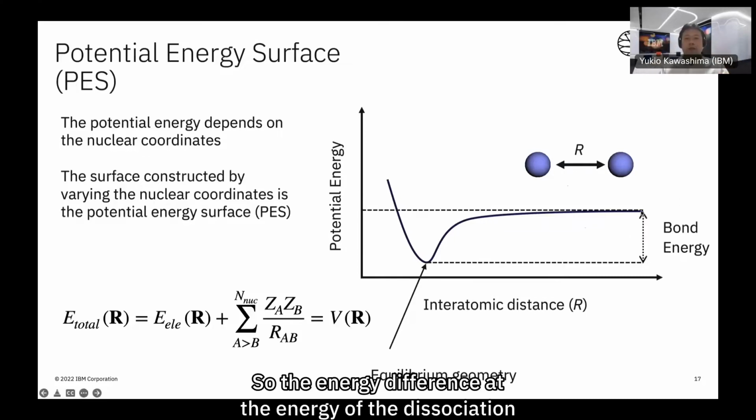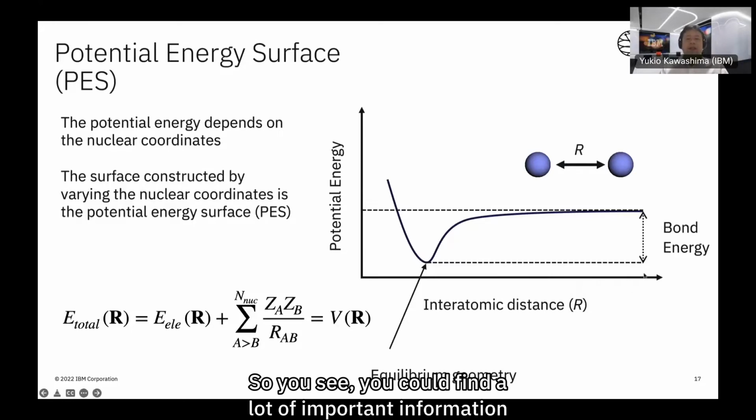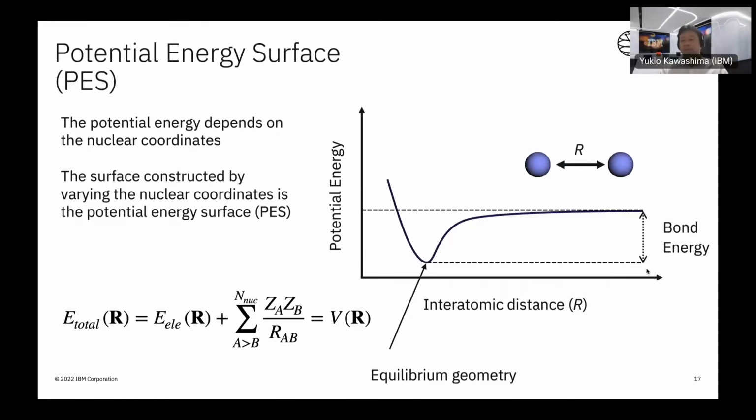The energy difference between the energy at dissociation and the energy at the equilibrium geometry is the bond energy. That is the energy the molecule gains when it forms a bond. So you see, you can find a lot of important information in the potential energy surface.